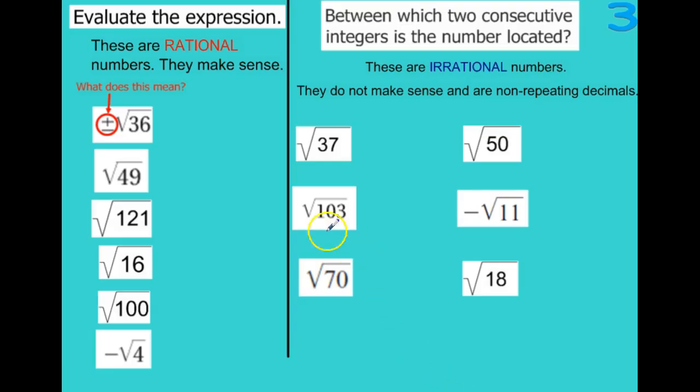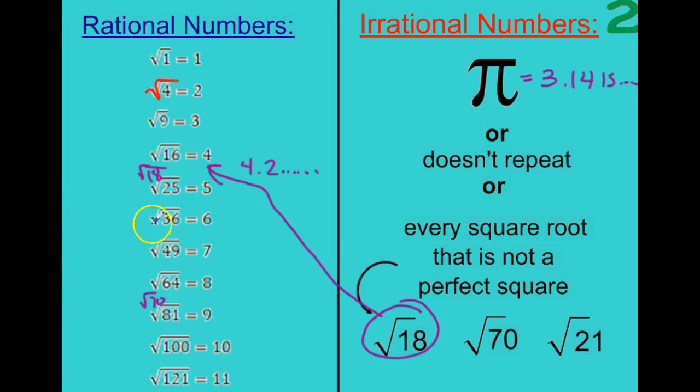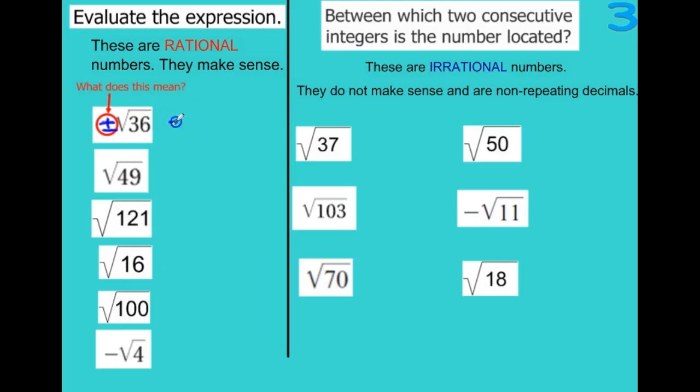So let's do a little bit of simplifying first. Evaluate these rational numbers that make sense. What does this mean? It just means we have the positive and the negative answer. That's what they're looking for. So the square root of 36 is just 6. So they're looking for a positive 6 and a negative 6.